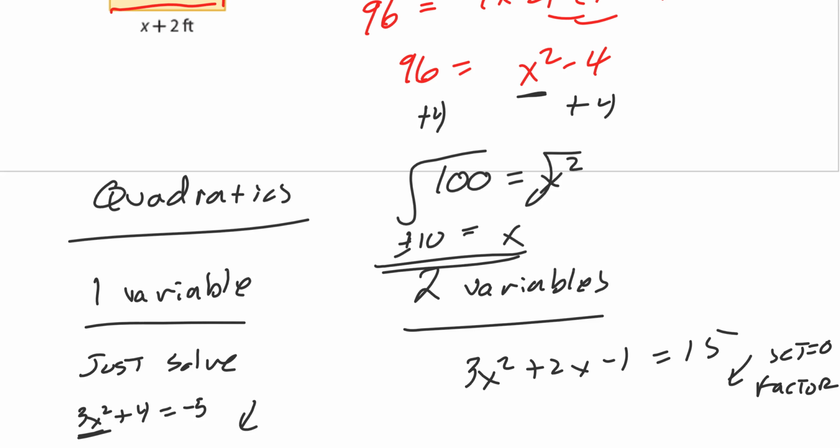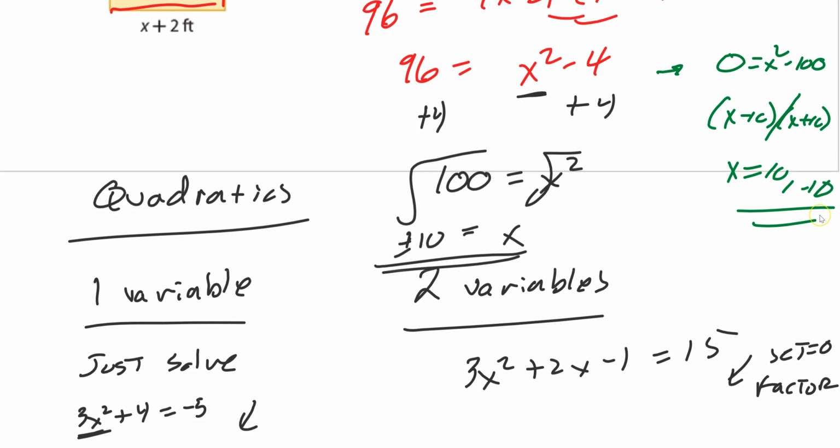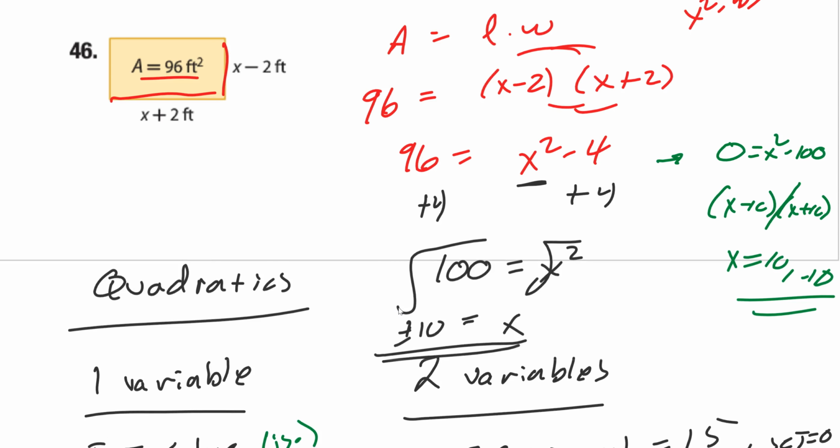The other way to do it is you can still do it this way, right? Set equal to 0. So if I set equal to 0, subtract 96. I get 0 equals x squared minus 100. Then you can factor the difference of 2 squares. Split it, x equals 10 and negative 10. So they both work. You get the exact same answer. Generally, the easiest way to do it if you have one variable is just to solve it. Just try to isolate it and solve. If there's two variables, you have to set equal to 0 and factor. Just have to. And that's the idea.